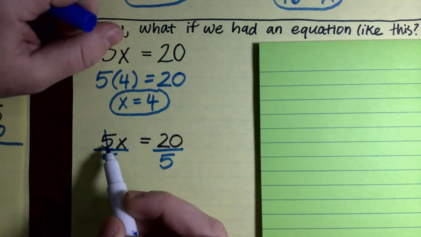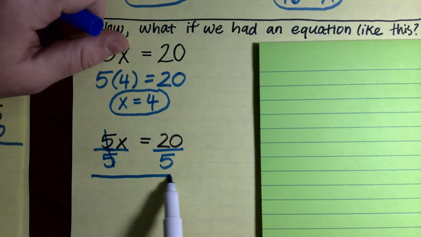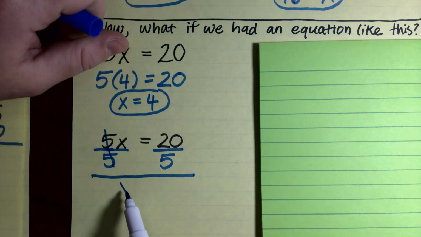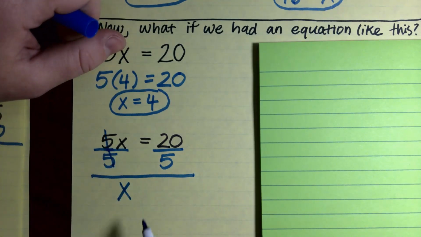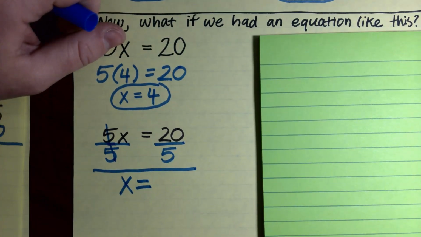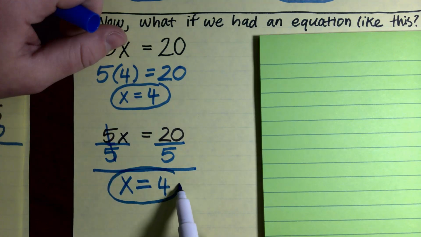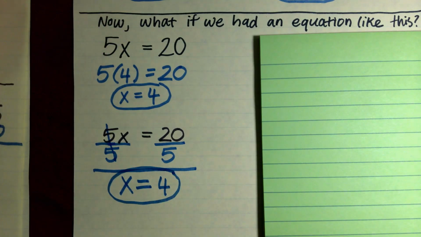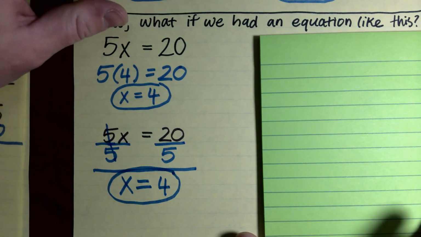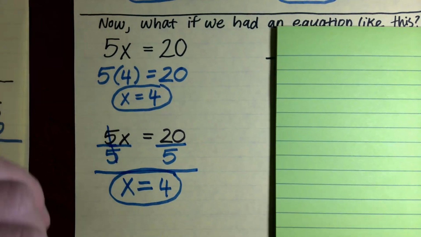And we know that whenever we have 1x, it's the same thing as just x. So I'm going to rewrite x down here because I canceled my 5s out. Drop down my equal. And then what is 20 divided by 5? 4. And look at that, guys. We got the right answer. x equals 4. So are we able to do it either way? Absolutely. Let's look at another one really similar.